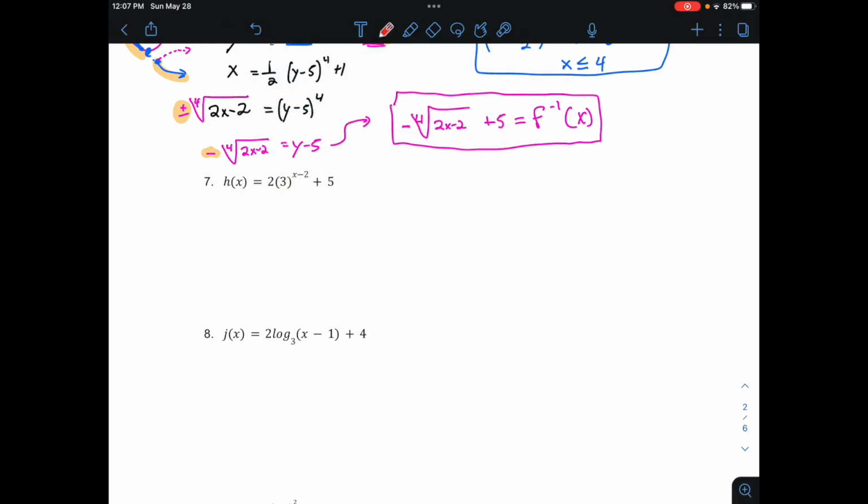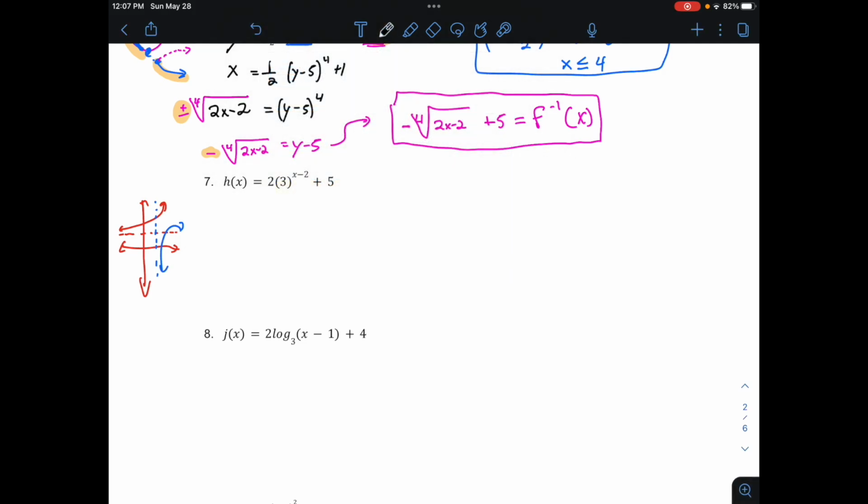Number 7. So we take a look at number 7. We have h of x is equal to some exponential function. Inverse of an exponential function, right? Exponential functions look something like this. We have a horizontal asymptote, maybe we look something like this. Then our logarithmic function, the inverse of that, we're going to have a vertical asymptote and look something like this.